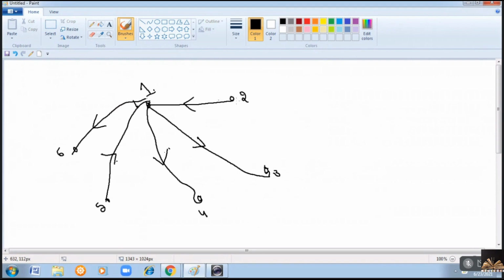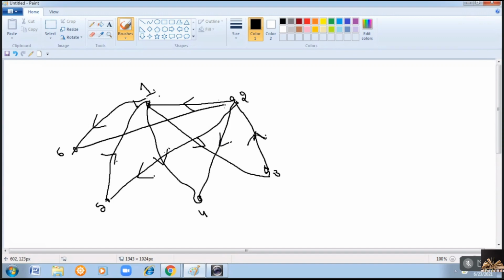Now consider the second team. It has to play with all the remaining teams, and it has already played with 1. 2 won that game. It has to play with 3 also. Assume that 3 won the game. And it should play with 4 also. Assume that 2 won the game. And it has to play with 5. Assume that again 2 won the game. It has to play with 6. Assume that 6 won the game.